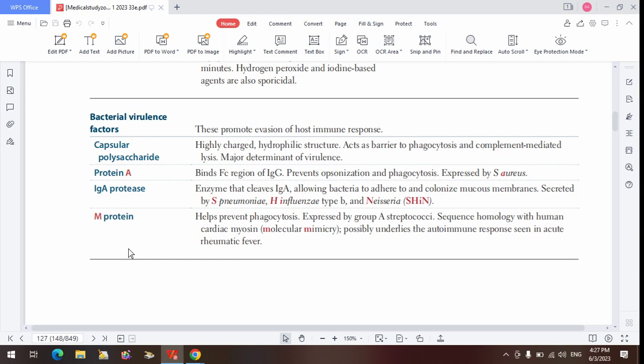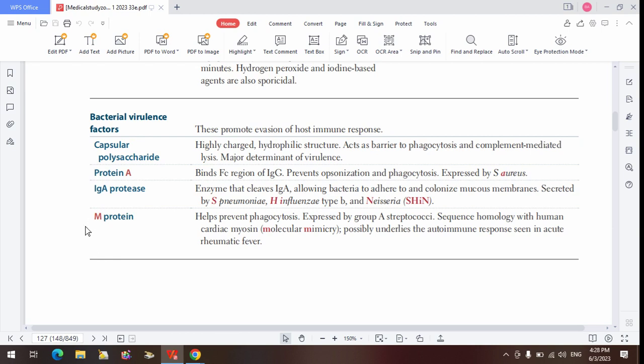Then the last one is M protein. M protein is a protein that's typically expressed by the group A streptococcal organism. So the group A beta hemolytic streptococcal organism expresses M protein. Whenever you see M protein, one thing should come to your mind, and that is acute rheumatic fever. Acute rheumatic fever should come to your mind.